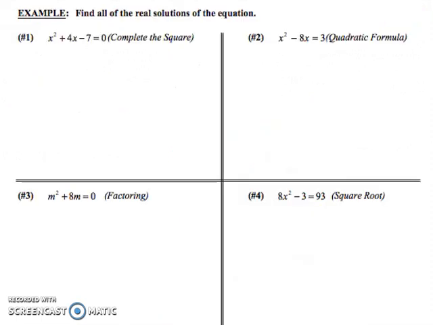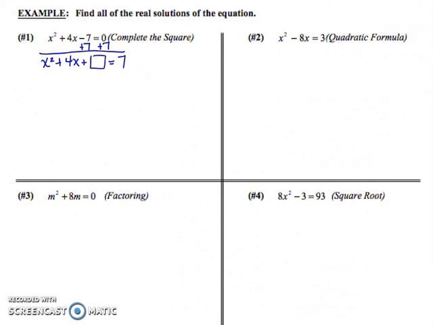Okay, so let's use our bag of tricks to solve some quadratic equations. And we're going to use all different methods here so we can practice everything. Number one, we're going to solve by completing the square. First step in completing the square is to get your x squared and your x terms alone. So I'm going to move that 7 over to the other side of the equal sign. That's going to give me x squared plus 4x, and I'm going to leave some space for my box, equals 7.